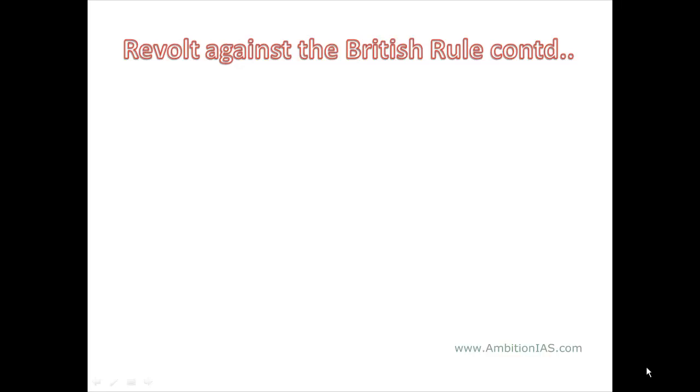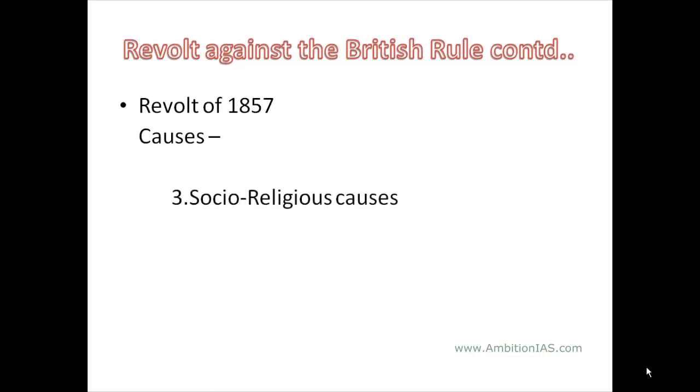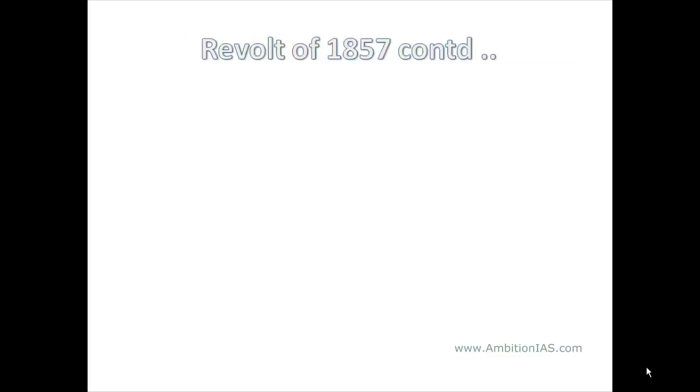We shall continue with the chapter Revolt Against the British Rule. In this episode, we shall continue with the causes for the revolt of 1857. In particular, we shall deal with the socio-religious causes, the military causes, and the immediate causes for the outbreak of the revolt of 1857. Now, we shall start with the socio-religious causes.